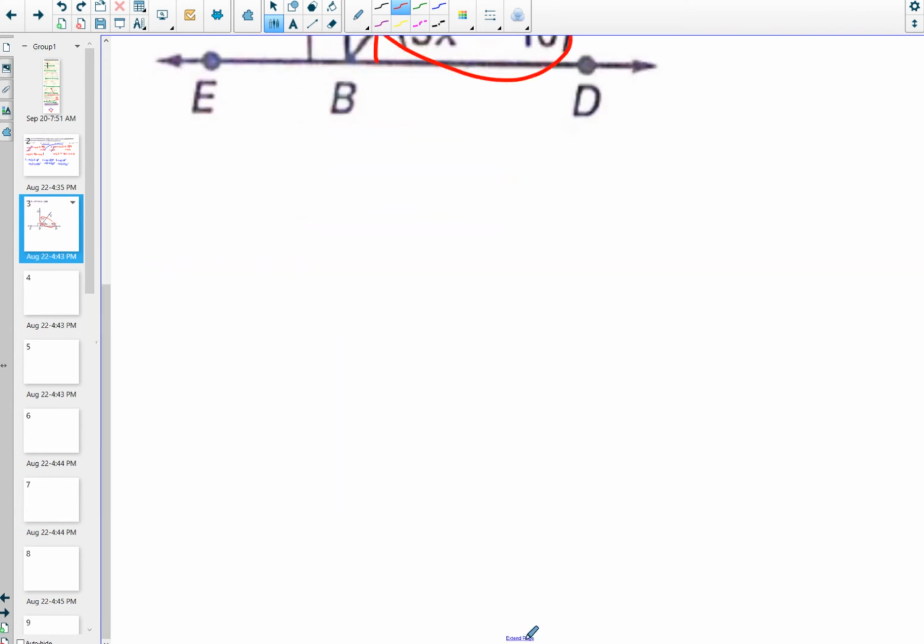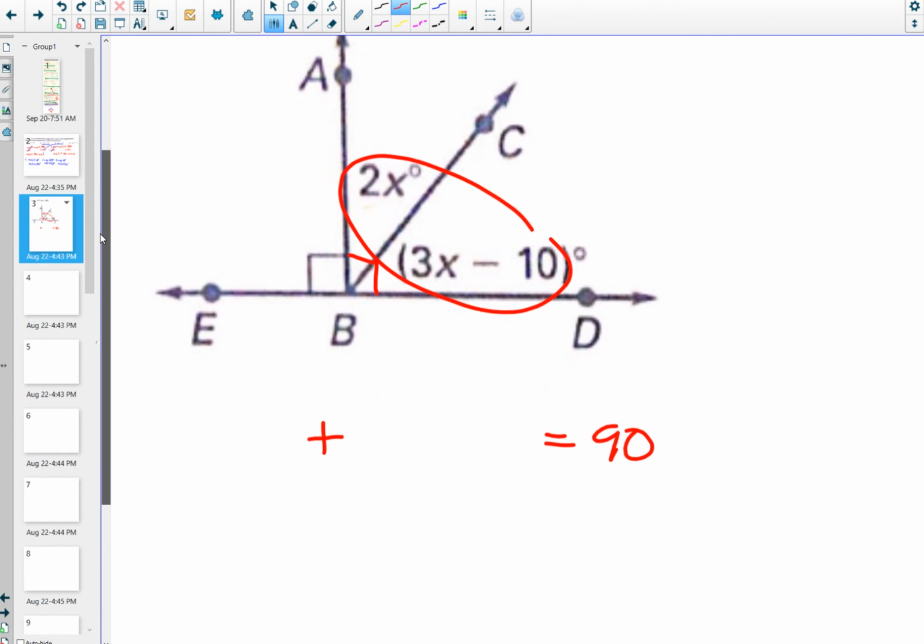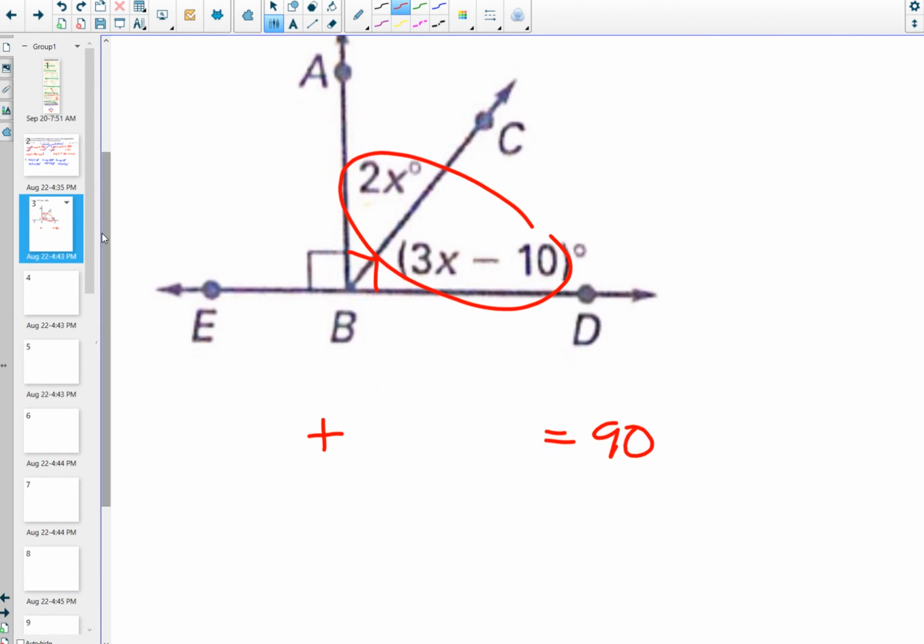So what I'm looking to do now is write an equation. Think of it like a word problem. I need to write an equation where I'm adding two angles, and those two angles give me 90. Give me an expression for each angle. Let's go with the first one. What's an expression for ABC? What can I plug in for ABC? 2x. What can I plug in for CBD? 3x.